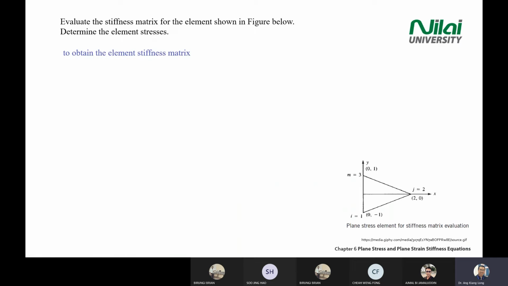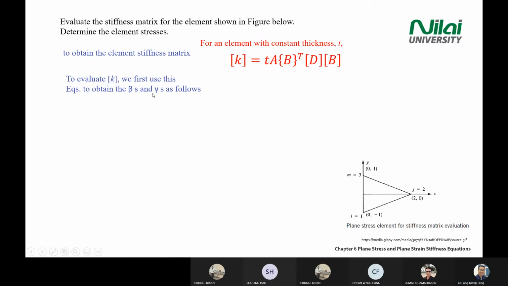Try to observe the steps. What equation do we use for a chapter 6 question? First, call out the equation for the K matrix. K equals t A B transpose D B. I asked all of you how you derive this, and all of you know how to find the k_ii and so on. So to evaluate that, we need to obtain your B.